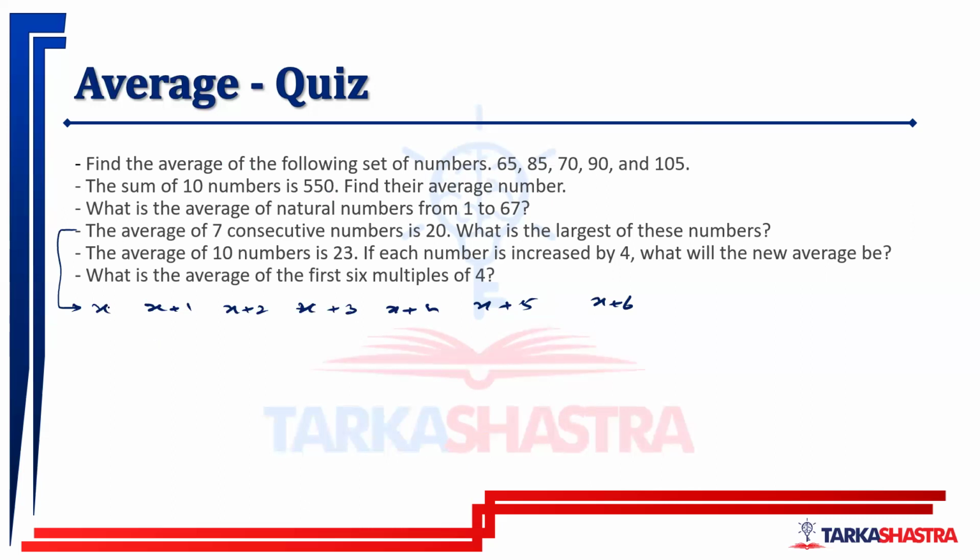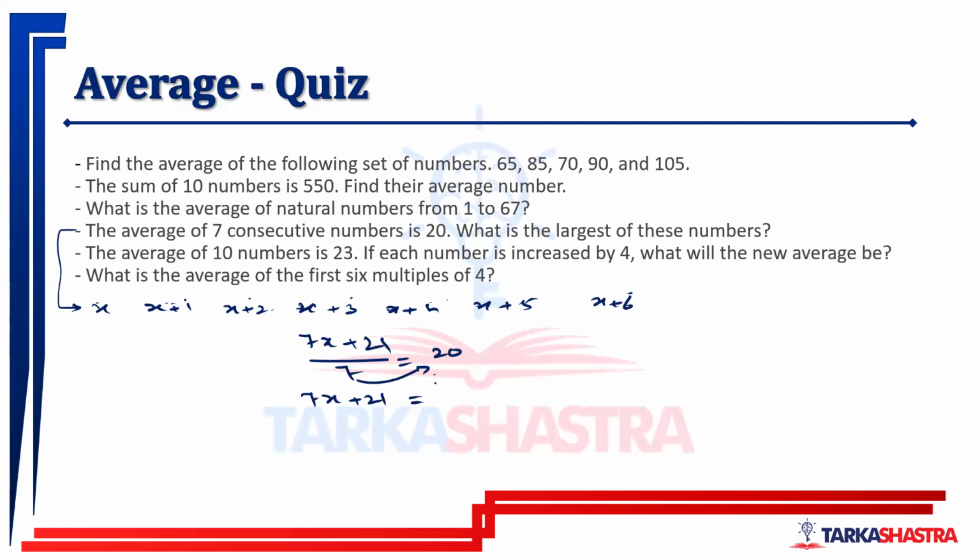So how do you find out the average? You add all the numbers. So x plus x plus x plus x plus x plus x plus x, that is 7x, plus 1 plus 2, 3. 3 plus 3, 6. 6 plus 4, 10. 10 plus 5, 15. Plus 6, 21. When divided by 7, it gives me the average as 20. So this is 7x plus 21 is equal to 7 into this.